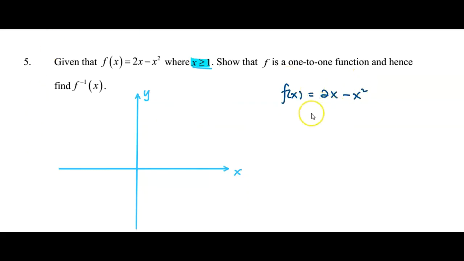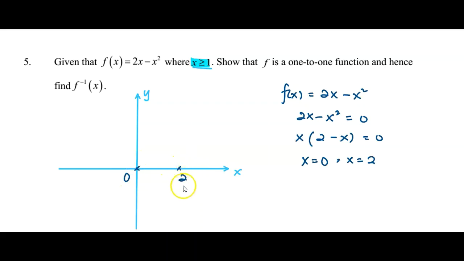To sketch this graph, I will first get the roots of the graph, because I can see that the function given is very simple to solve for the roots. So I factor out the x. I got x times (2 minus x), and then solve it. I got x equals 0 and x equals 2, meaning that there are two roots. One is at (0, 0), the other one is at (2, 0). So the graph will be in this form.